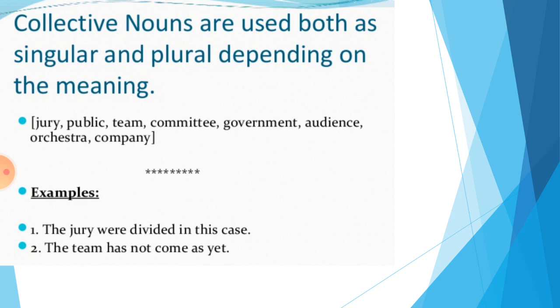Now we will see here some collective nouns are used both as singular and plural depending on the meaning. Collective nouns like jury, public, team, etc. Examples: the jury were divided in this case. The team has not come as yet.